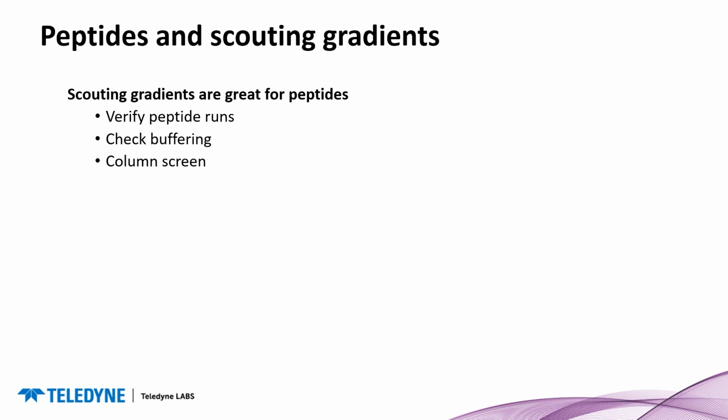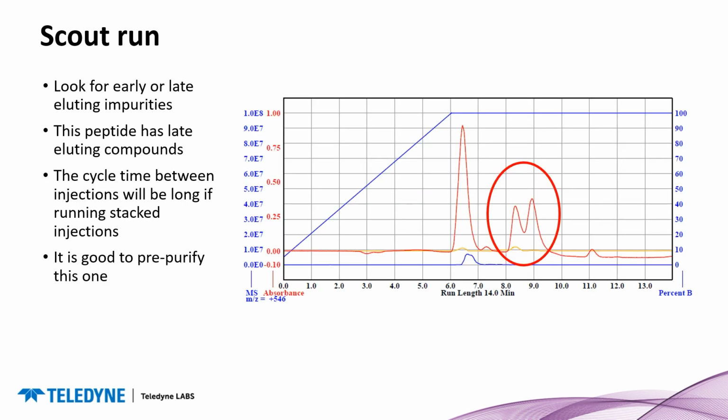Scouting gradients are useful to calculate focus gradients for peptides. Buffering is important for peptides, and sometimes a column screen is useful. The scouting gradient gives a quick look at the compound purity. This peptide has several impurities that elute later, which will cause long cycle times for a stacked injection. This peptide can be pre-purified on a gradient run on a flash system or HPLC. Because the major impurities are greatly resolved from the peptide, the column can be heavily loaded to reduce the number of injections needed.